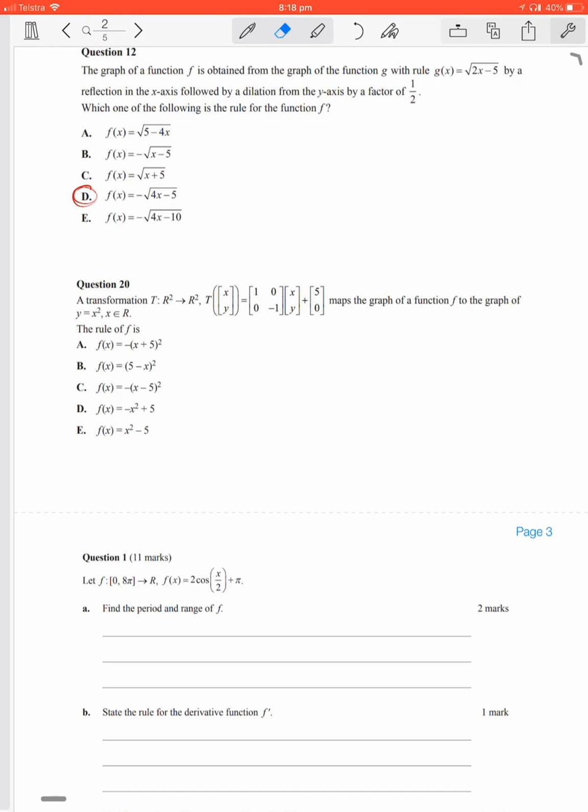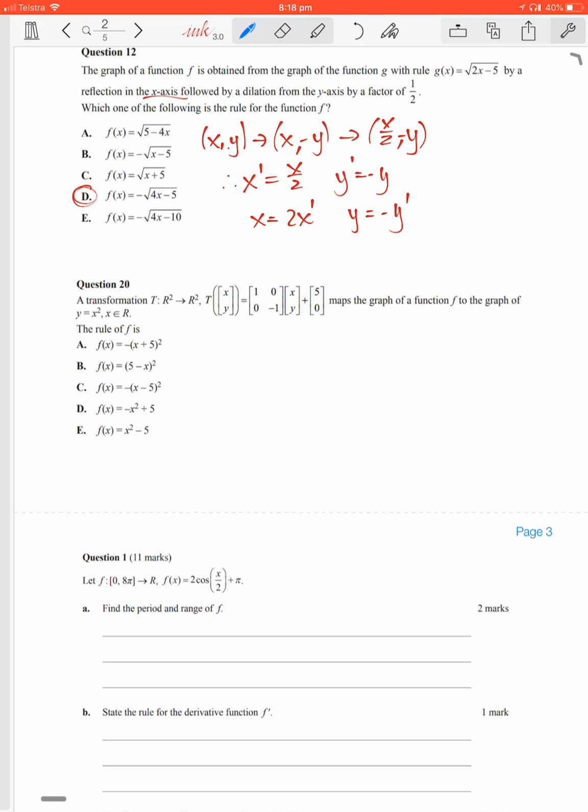Now let's do it. A reflection in the x-axis, so (x, y). If I reflect it in the x-axis, I change my y value, so negative y, followed by a dilation factor half from the y-axis. That means I halve all of my x values, so I get (x/2, -y). Therefore, x dash is equal to x on 2, y dash is equal to negative y, x is equal to 2x dash, y is equal to negative y dash.